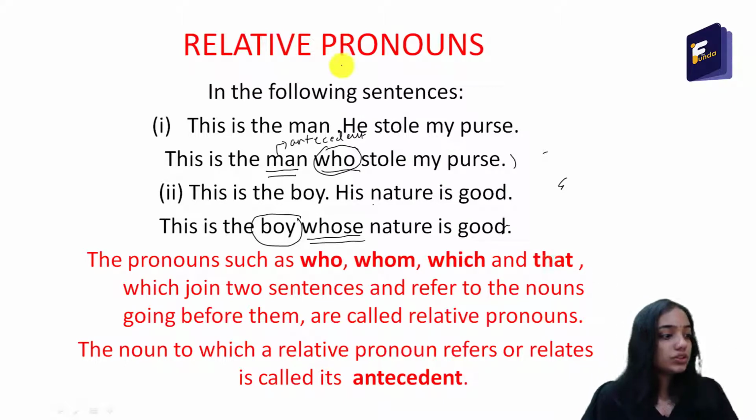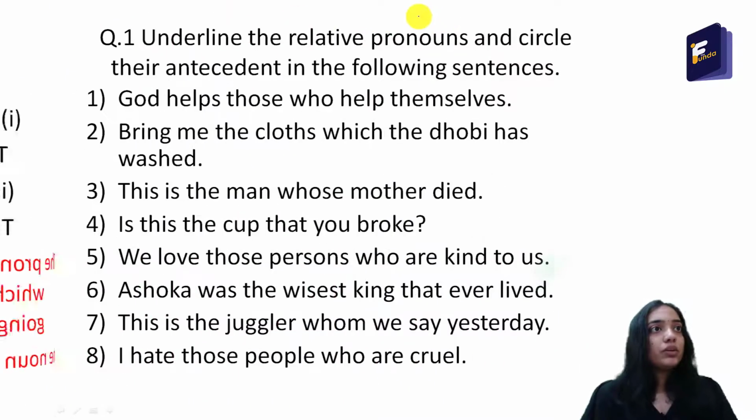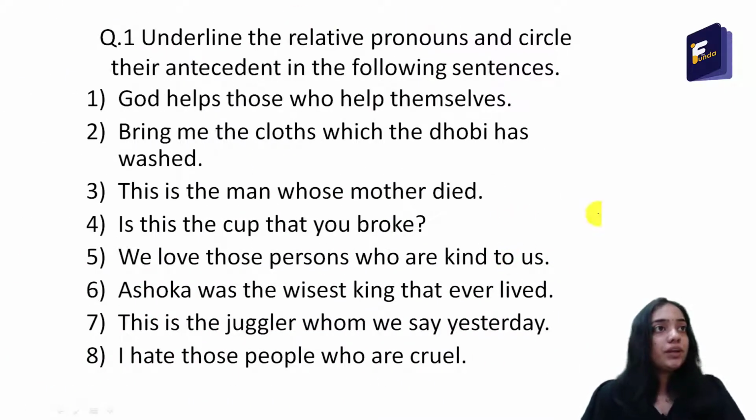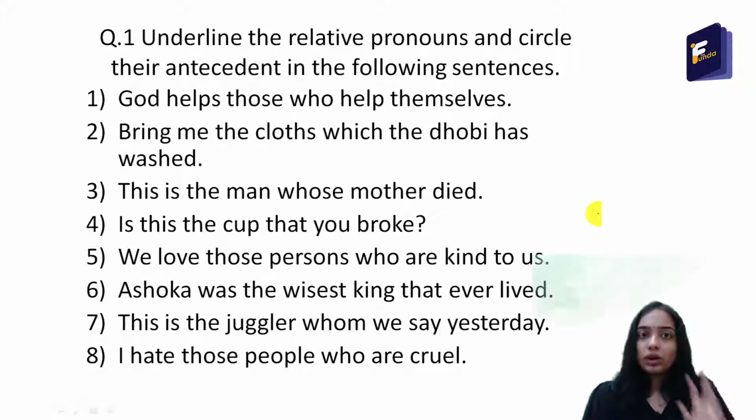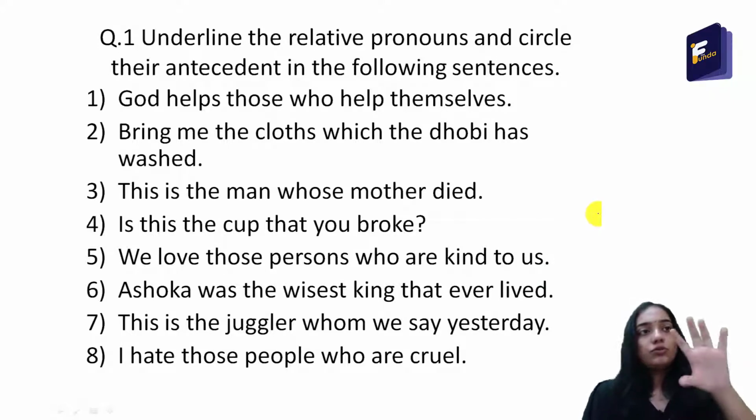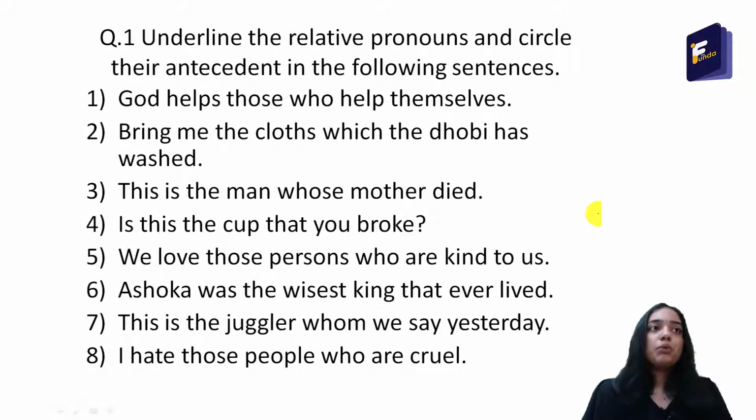So let's solve a question. So this is the question. Underline the relative pronouns and circle their antecedent in the following sentences. So you have to underline the relative pronoun in the sentences, and you have to also circle the antecedent of those relative pronouns. We have already discussed the concepts. So now you may pause the video and solve this question.